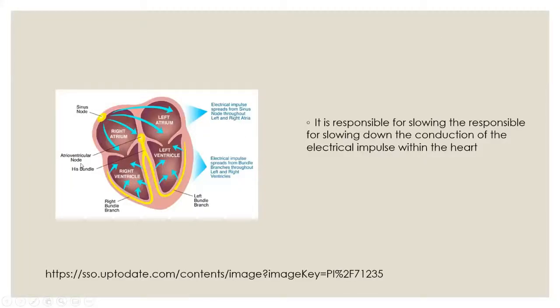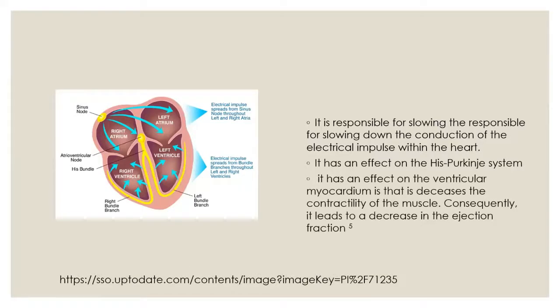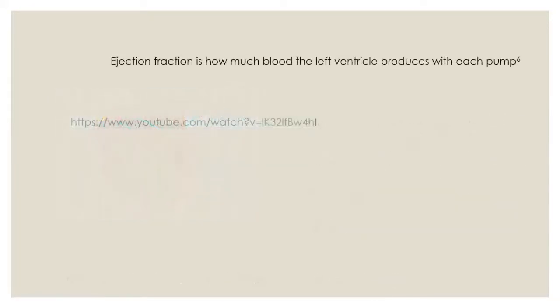This picture here depicts how the electrical impulse spreads within the heart. Flecainide is responsible for slowing down the conduction of the electrical impulse. It has a great effect on the His-Purkinje system, which we just learned about, and it has a great effect on the left ventricle, which leads to a decrease in the ejection fraction. Now, the ejection fraction is basically how much blood the left ventricle produces with each pump.